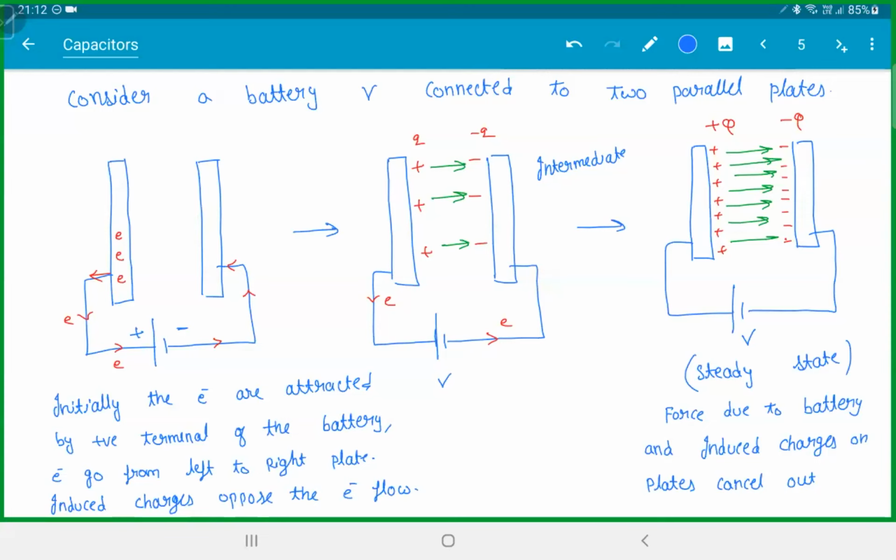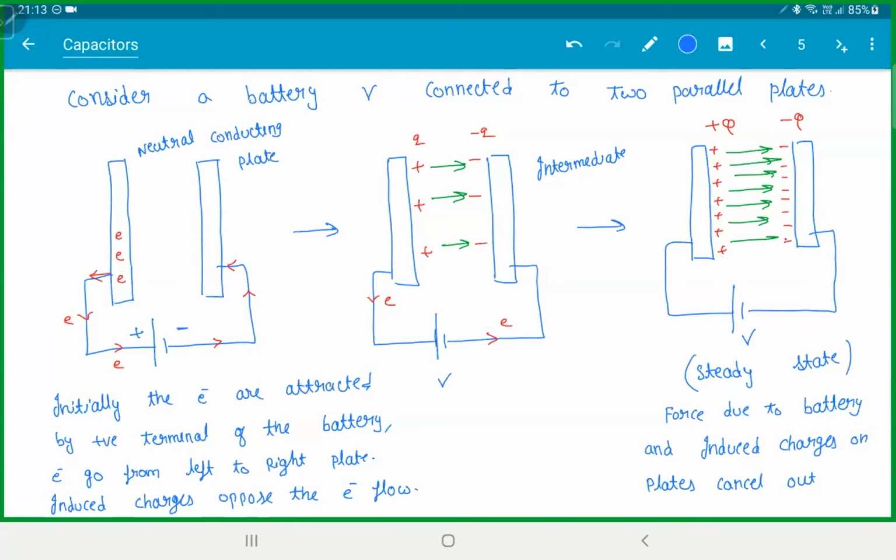So initially you took two neutral conducting plates. The moment you connected a battery, electrons will start going from left to right. As the electrons are going, the charges accumulated will try to oppose, but the battery is stronger than the induced charge. At one point, so much charge will accumulate, the induced charges and the battery will cancel out each other, reaching a steady state. Sure with this? Any doubts on this page?